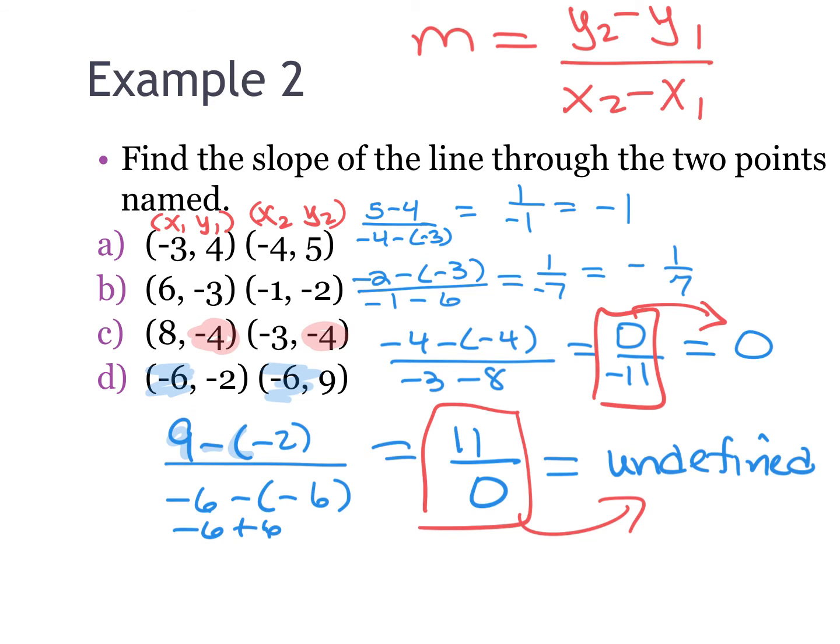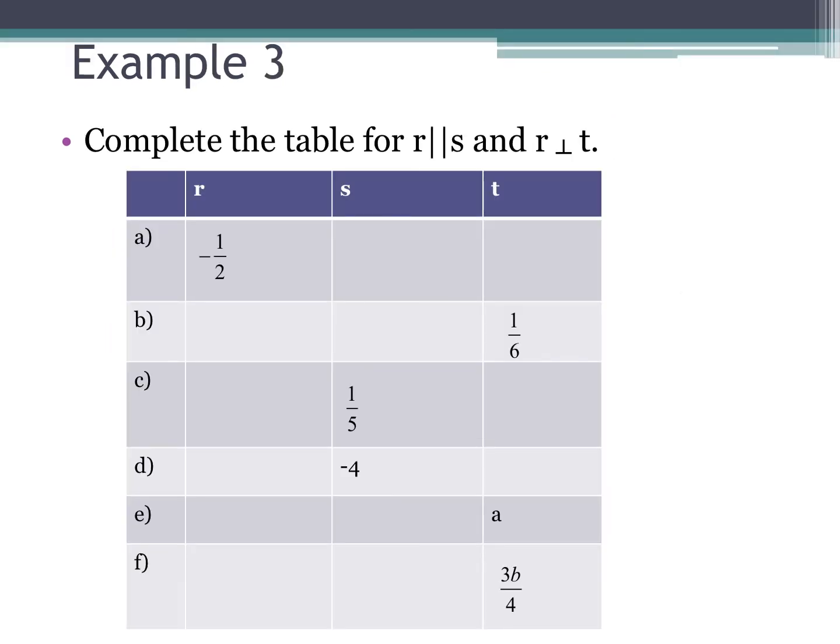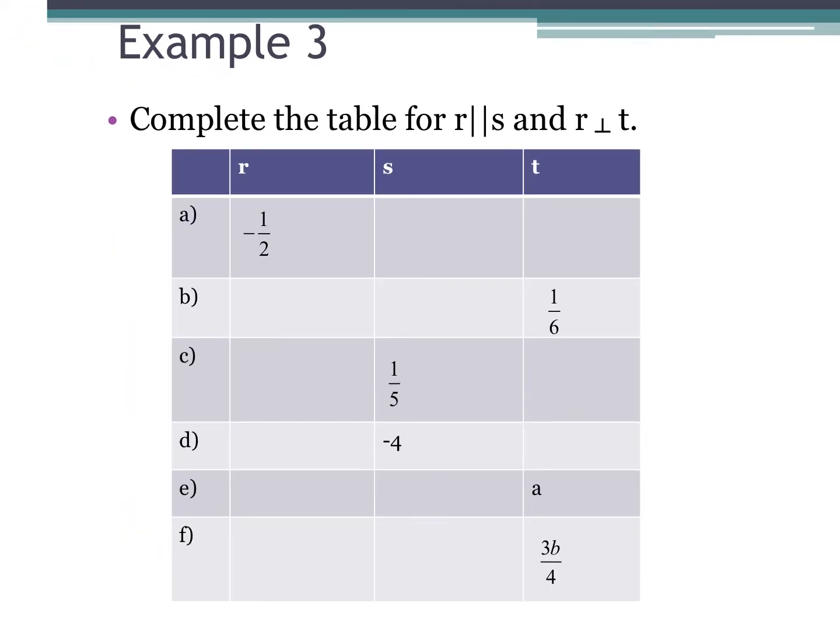Now we're going to fill in a chart and fill in the parallel slopes and the perpendicular slopes. So it wants us to complete the table. Now notice up at the top, it's telling me here that R and S are parallel. So this tells me that the numbers that are going to be under the R and the S column are going to be the same because parallel lines have the same slope. However, R and T are perpendicular, so the slope that we'll see under column T is going to be the opposite sign of what's under R and its reciprocal.